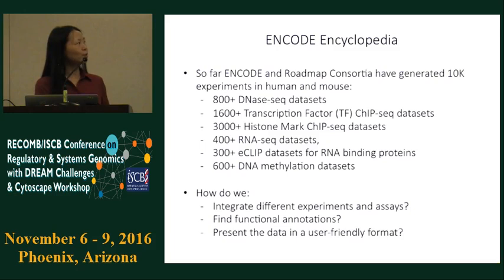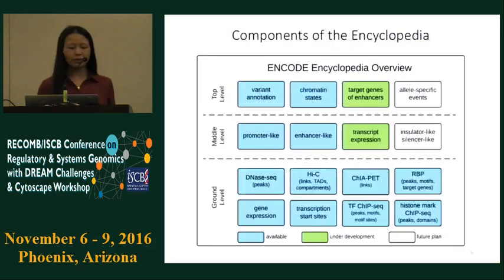So in an effort to put together this encyclopedia, we have come up with a tiered structure. The ground level would include results that are generated by a whole set of uniform processing pipelines. For each data type generated by ENCODE, we have made a lot of effort to come up with uniform processing pipelines so that we can run these data in a principled manner. For example, DNA-seq has a pipeline, histone mark ChIP-seq has its own pipeline, TF ChIP-seq has a pipeline, and RNA-seq has a pipeline. So all these data sets are being run through these pipelines.